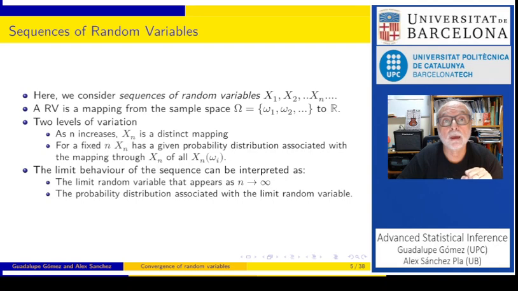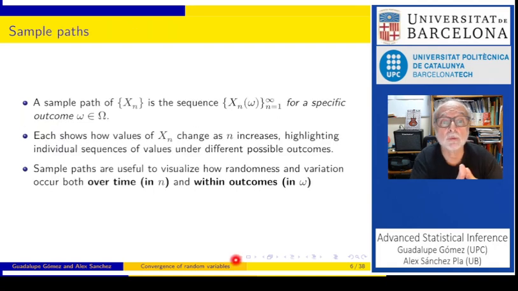A useful concept for visualizing this idea of two dimensions is what we call a sequence path, a sample path. A sample path is the sequence of values associated to a given elementary outcome omega belonging to the sample space. And the idea is that we can also talk of a realization of a sequence, but it's a word that is more associated with stochastic processes, which is also a good example for this.